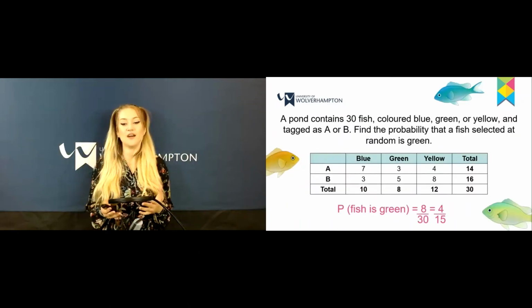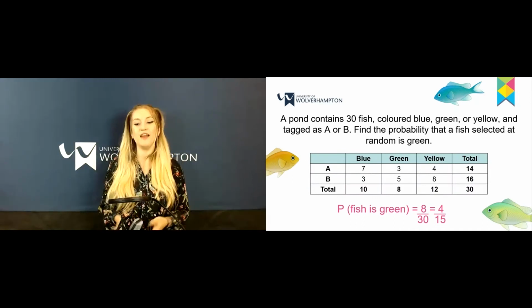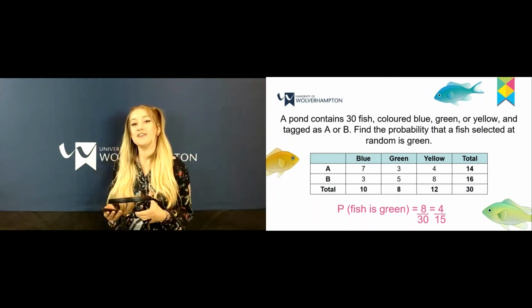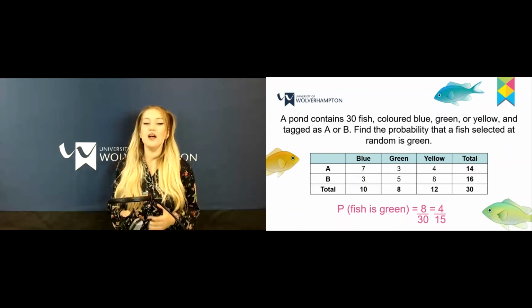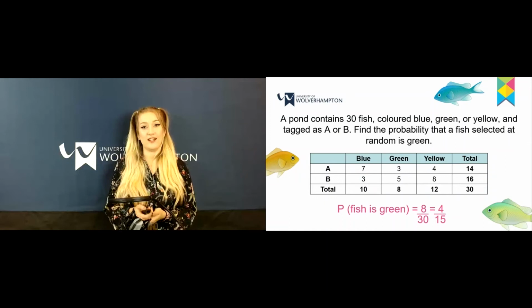So here's a quick example. A pond contains 30 fish. They're coloured blue, green, or yellow, and then they are tagged either A or B. Using the table below, find the probability that a fish selected at random is green.